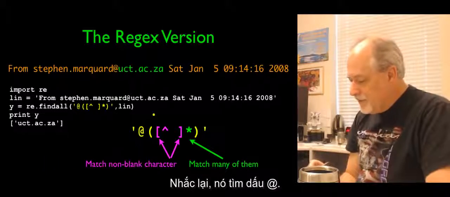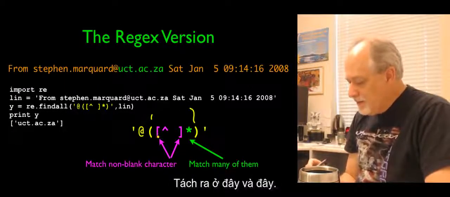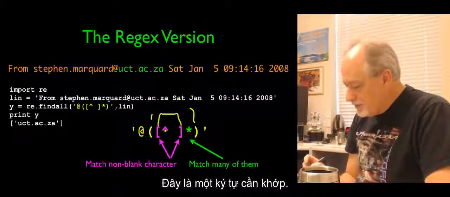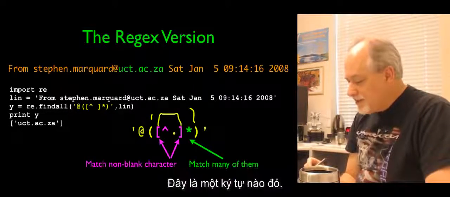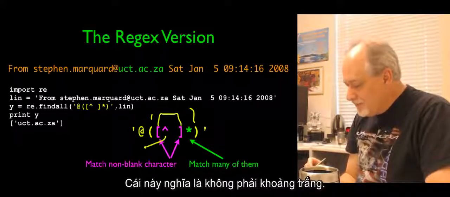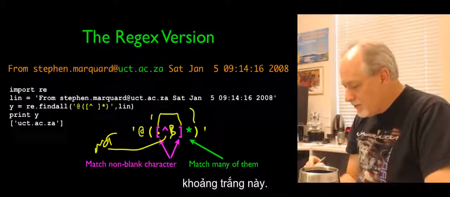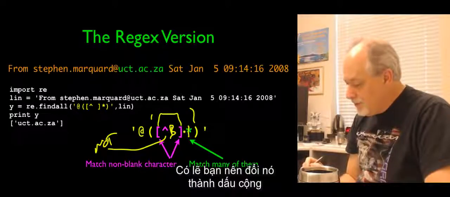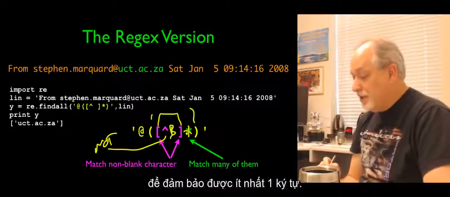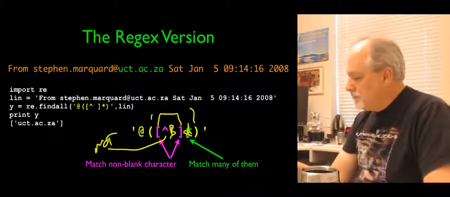Find an at sign, start extracting, end extracting, match. This is one character. That is a set of possible matches, and that's some character. This means not. Okay, not a blank. That's a blank character right there. Not a blank as many times as you want. You might want to turn that into a plus to guarantee at least one. So that might be better done as a plus right there.